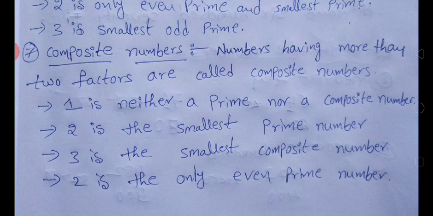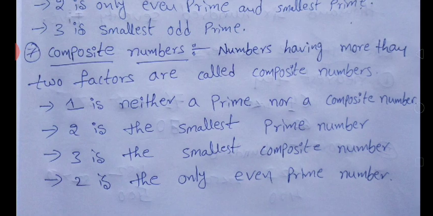2 is the smallest prime number that we know. 3 is the smallest composite number. Right? 3 is the smallest composite number. 2 is the only even prime number.